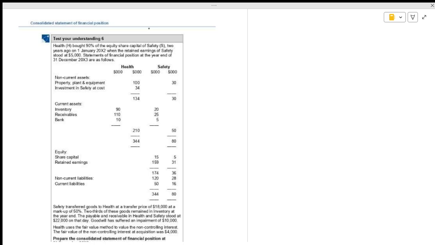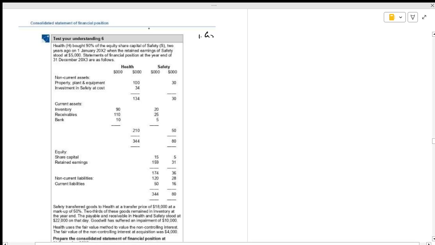Health is the holding company. Usually they say holding and subsidiary company. H means the holding company. How much in shares did the holding company buy? They bought 90% of the shares of the equity of Safety Limited, 2 years ago.